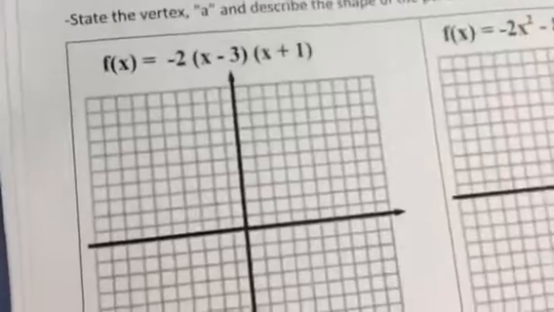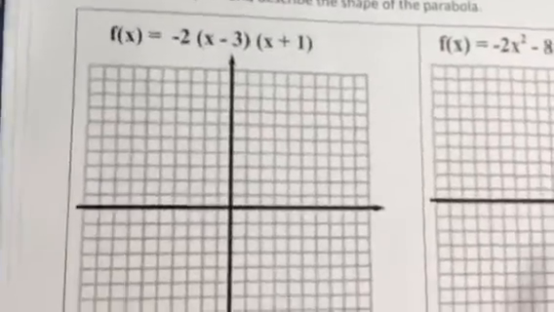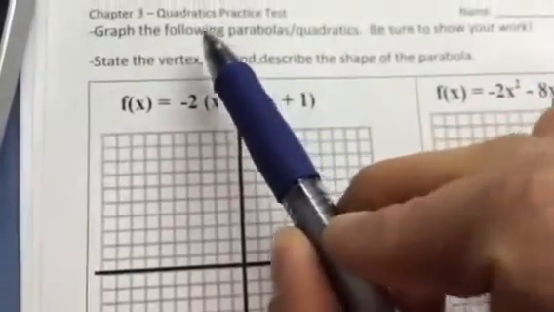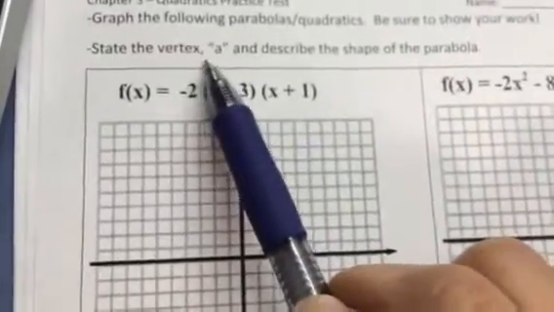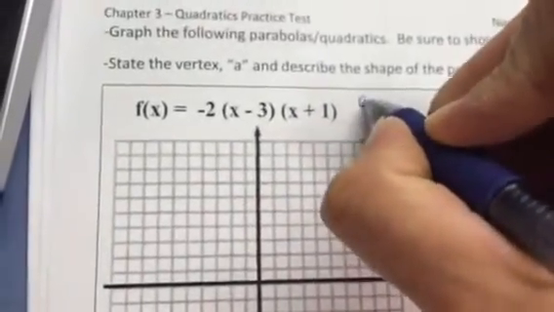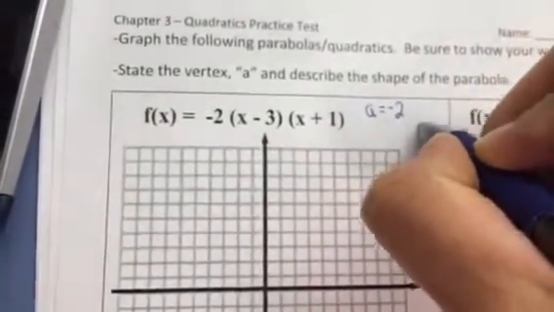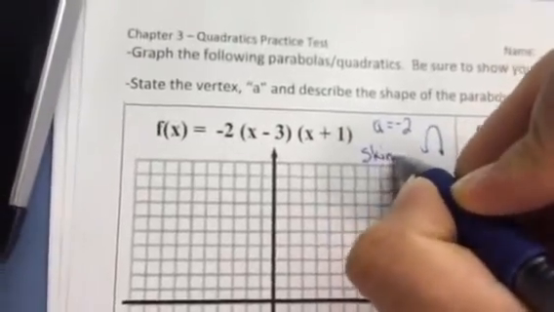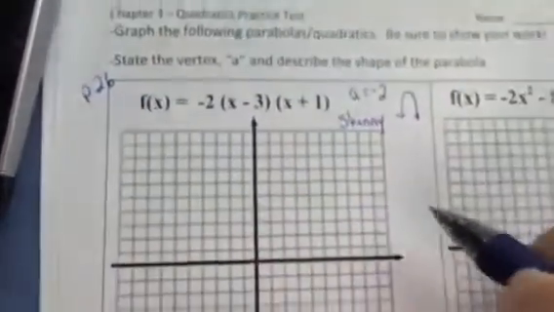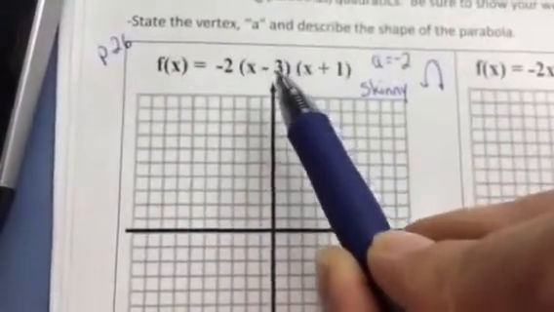Okay, last part. So I just want to put a little bit more graphing on there and one of each form. So you're going to graph them, and when you do, I want you to state the vertex, what's your A, and describe the shape. So I'm going to start with the shape. The fact that my A is negative 2 means this is going to be upside down, and it's going to be skinnier.